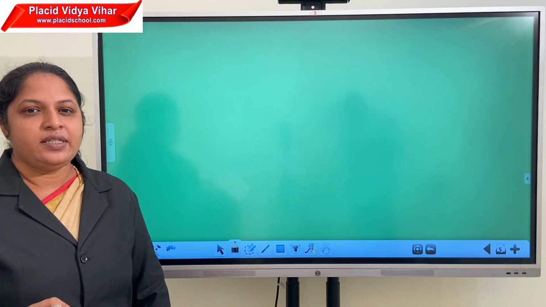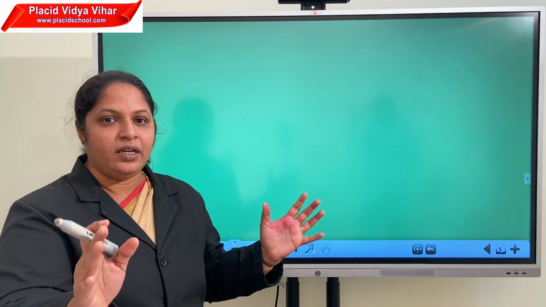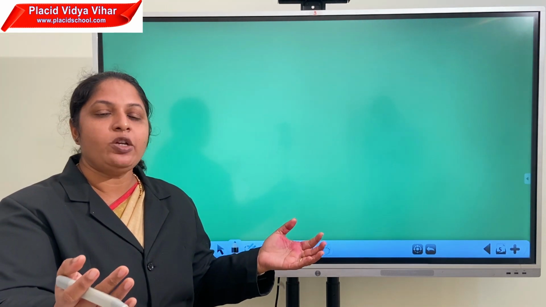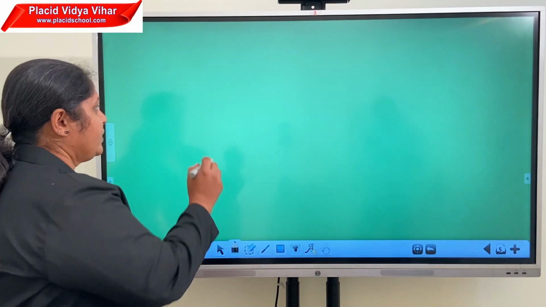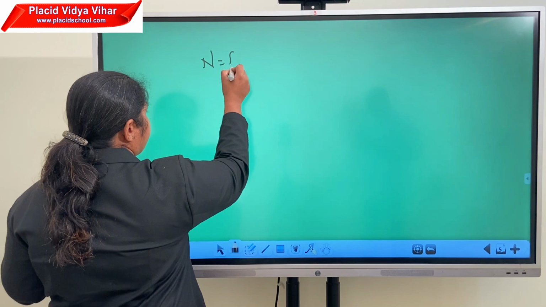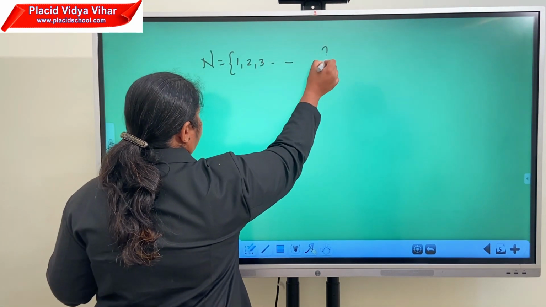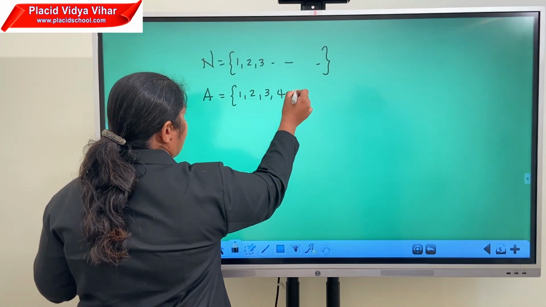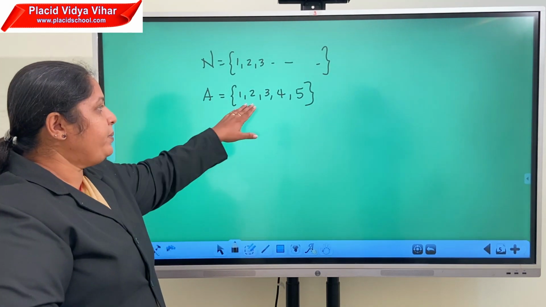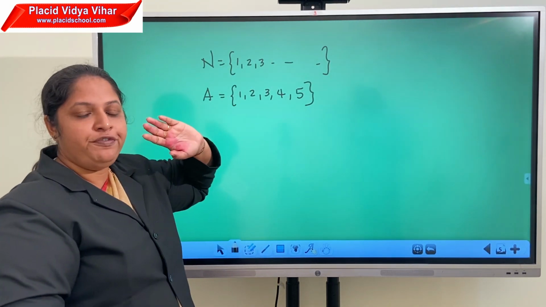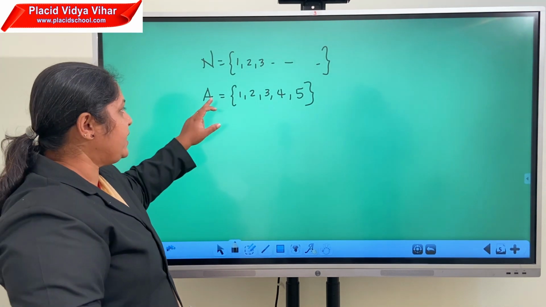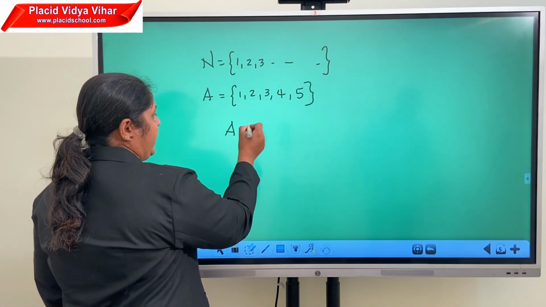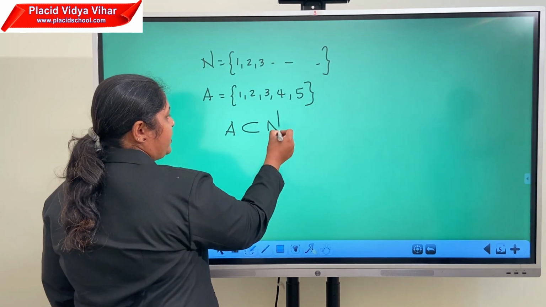What is a subset? Subset means if you have a basic set, let it be the set of natural numbers, and if I am writing another set A which is equal to the set {1, 2, 3, 4, 5}. We already have the set of natural numbers, {1, 2, 3, ...} till infinity. All the elements of set A are elements of the set of natural numbers. Hence we can say that A is a subset of the set N, and it can be denoted as A is a subset of the set of natural numbers.